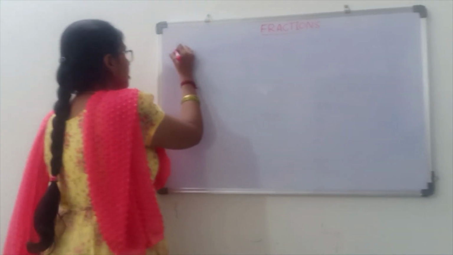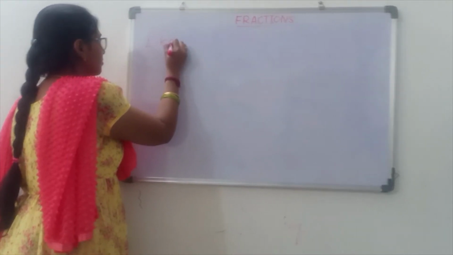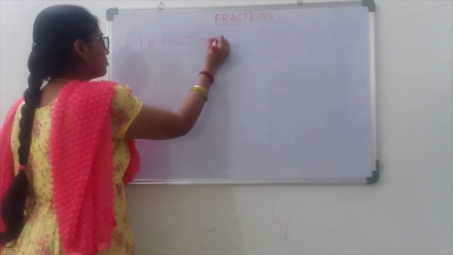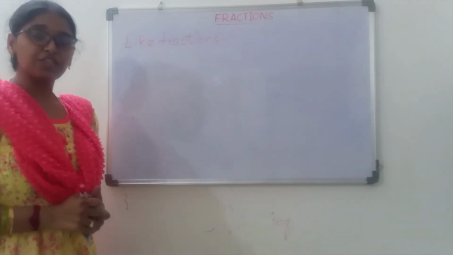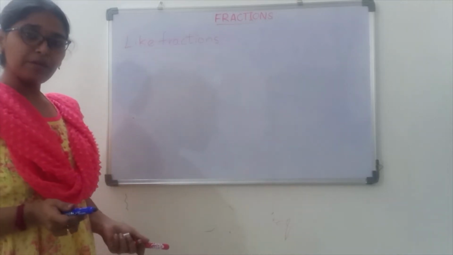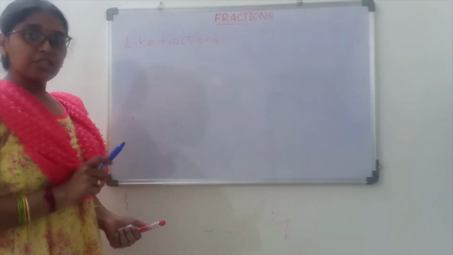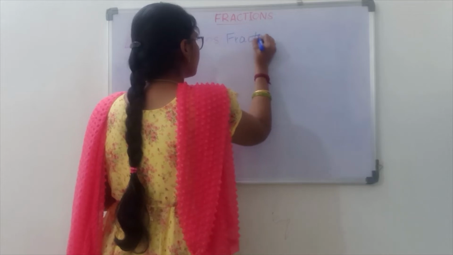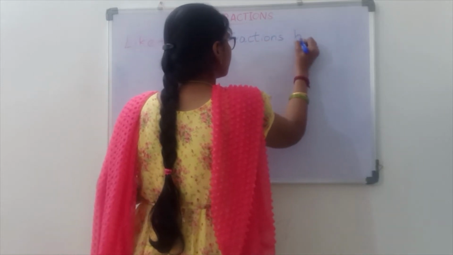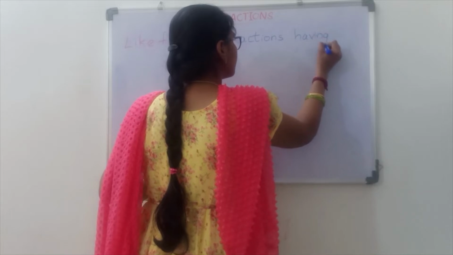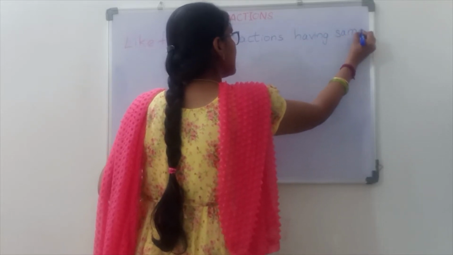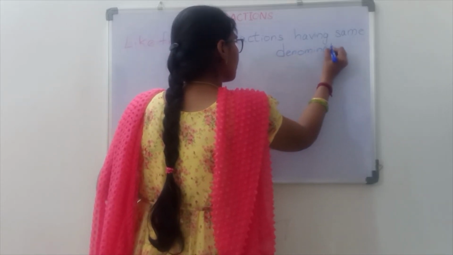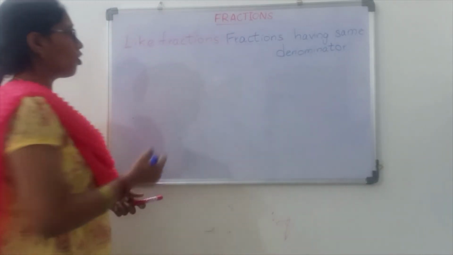Children, another type of fractions are like fractions. Like fractions are those fractions which have the same denominator. Numerator may vary, but all these fractions should have the same denominator. Fractions having the same denominator are called like fractions.